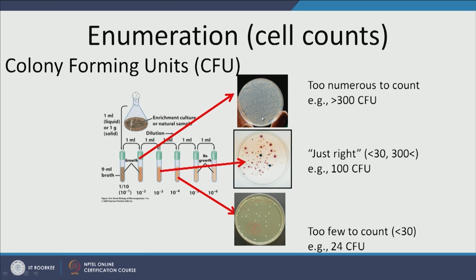So these are too much to count, I can't count them. So more than 300 CFU, we don't count. Somewhere in the middle, we will have just the right amount, between 30 and 300, like 100 CFU, 100 colonies, so we can count them. But towards the end of the dilution, we will have too few, like 24. If it is less than 30 CFU, we assume that it might just be background error, it might be contamination, or it's just too few to be statistically significant. So when we are doing cell counting by forming colonies on a plate, we want to make sure that the number of colonies on our plate is between 30 and 300.